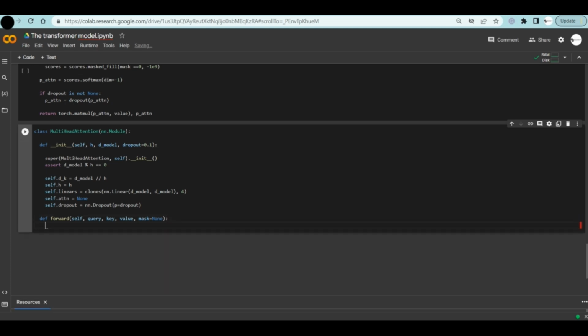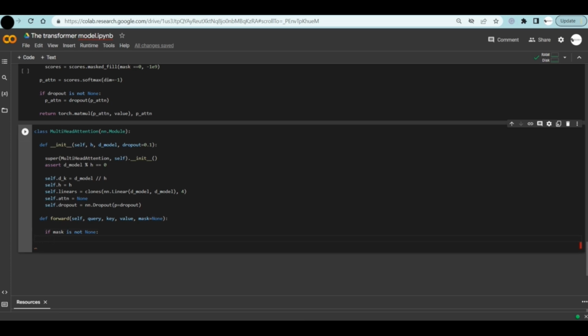Now we need to continue, and we're going to start with the mask. So we say if the mask is not None. In the encoder, the mask can be optional. So we can say mask.unsqueeze with dimension equal to 1. Then we say n_batches equals query.size.